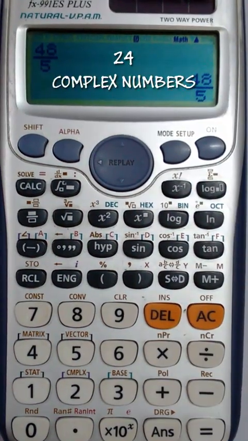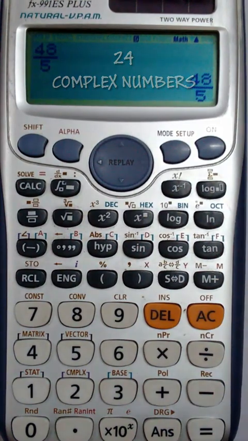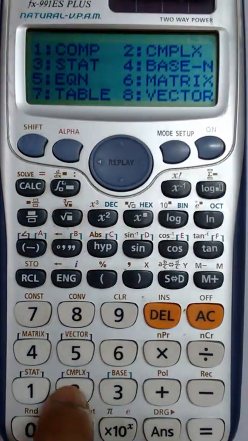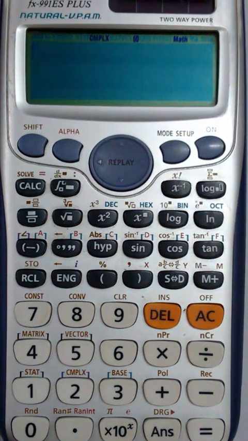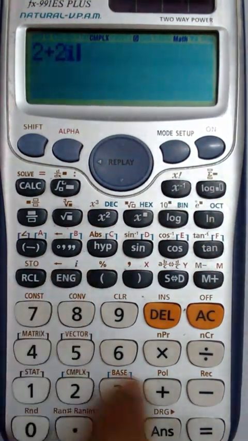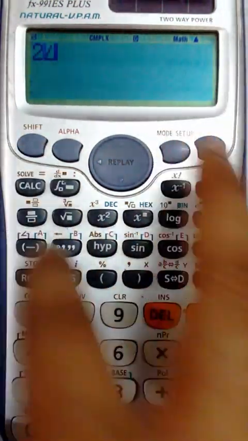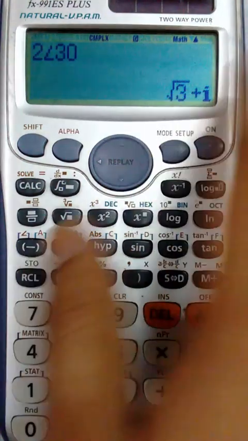In the next part we are dealing with complex number calculation. So how to use complex numbers in your calculator? First select mode, then go to complex mode, then type here 2 plus 2i. Okay, if I want it in angular form, to angle 30, you get root 3 plus i.